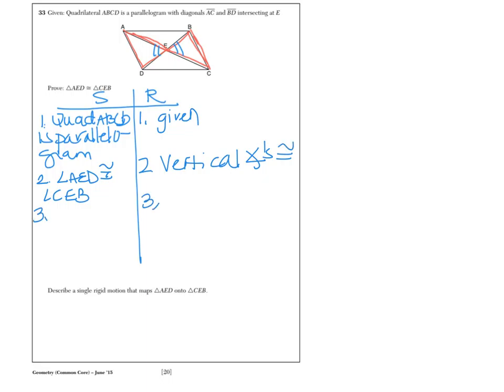We can also state that AE is congruent to CE. And we could also say that DE is congruent to BE. And the reason as to why is that diagonals of a parallelogram bisect each other.